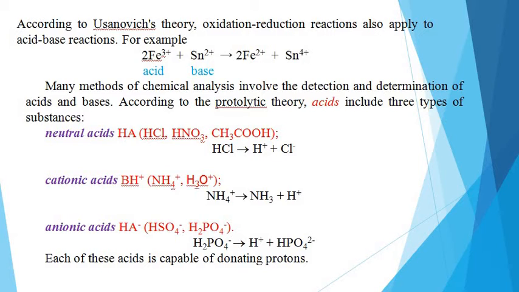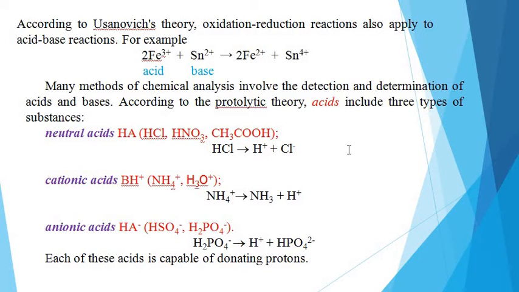According to Usanovich's theory, oxidation-reduction reactions also apply to acid-base reactions. For example, in an oxidation reaction between iron salt and tin bivalent salt, in this case iron 3 positive is acid, tin 2 positive is base. Many methods of chemical analysis involve the detection and determination of acids and bases.